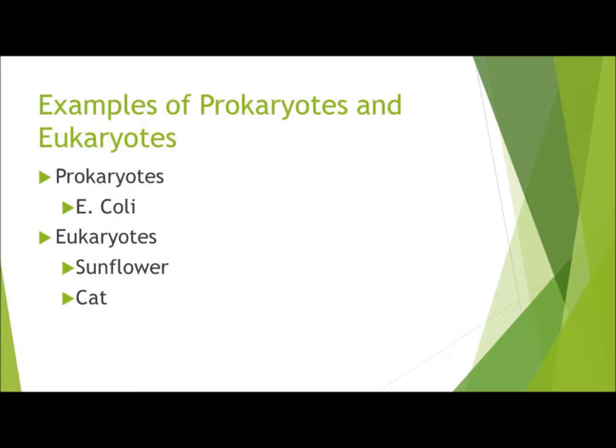Here are some examples of prokaryotes and eukaryotes. An example of a prokaryotic organism is E. coli, and two examples of eukaryotic organisms are sunflowers and cats.